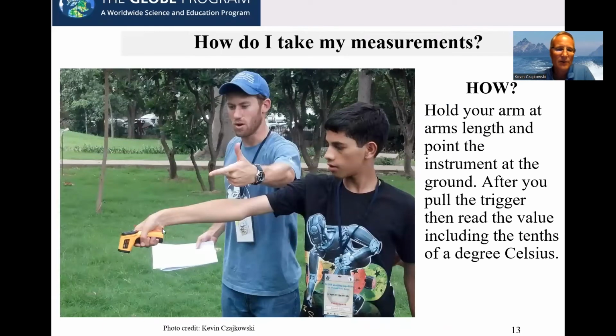This is how I want you to point the infrared thermometer at the ground, kind of perpendicular. Push the button, then let go, and then make the reading.